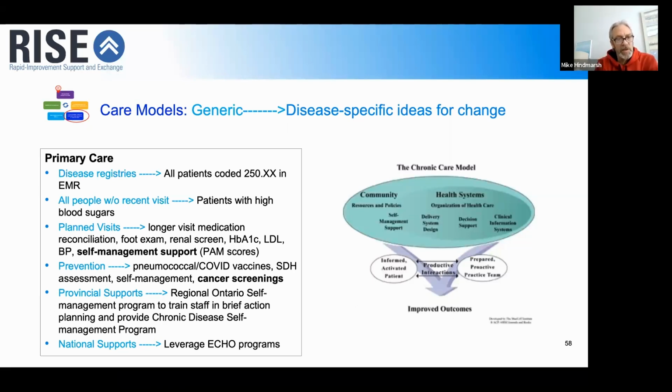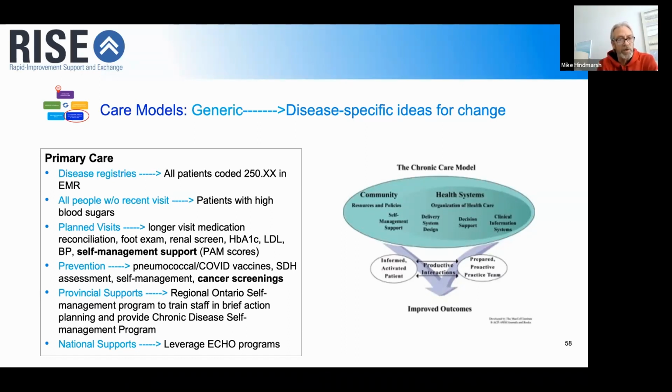So in these last few slides, what I want to do is emphasize that we have to build a generic system of care that manages all chronic conditions. And so what I'm going to do is go through the different community partners and go from the generic. In this case, you see primary care and you see the generic disease registries are needed. If we're looking at diabetes, it's all patients coded with 250.XX in the EMR. They may want to also add what are the comorbidities that these patients have.